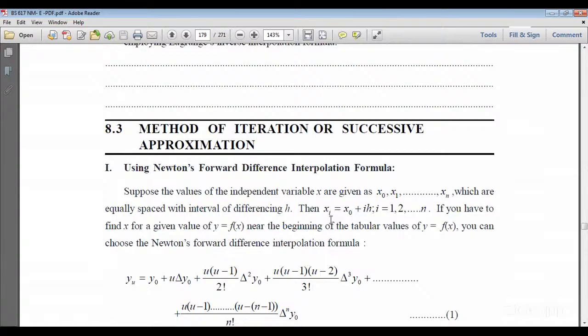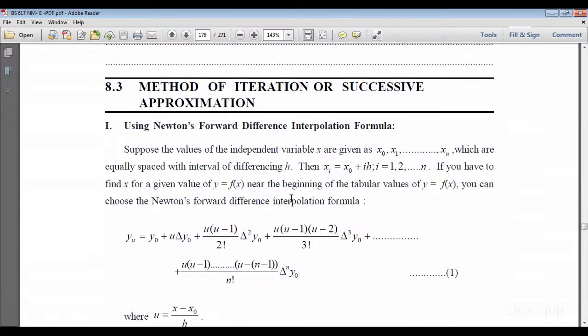Then method of iteration, successive approximation. Using the Newton forward difference interpolation formula, the values of the independent variable x are given as x0, x1, x2, x3, xn, which are equally spaced with the interval difference h. X0 plus ih, where i is equal to 1 to n. They have to find x for the given value. At the beginning of the tabular value, we choose the Newton forward difference interpolation formula.